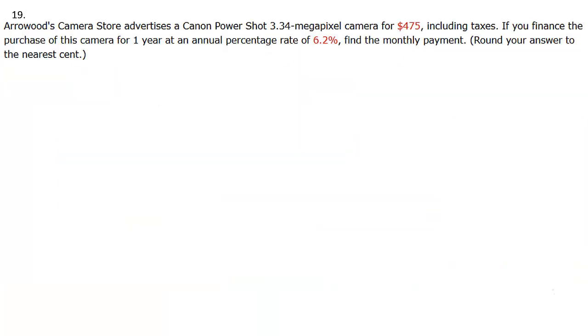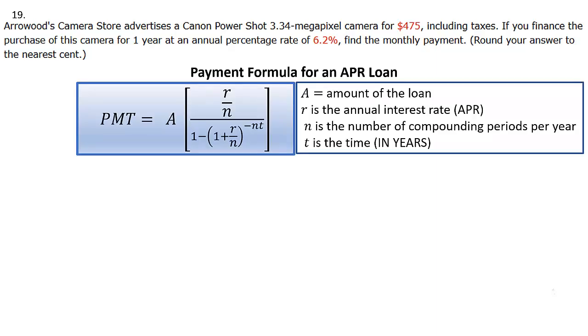Number 19, Arrowwood's Camera Store advertises a Canon PowerShot 3.34 megapixel camera for $475, including taxes. If you finance a purchase of this camera for 1 year at an annual percentage rate of 6.2%, find the monthly payment and round your answer to the nearest cent. This is the payment for an APR, annual percentage rate loan. You just have to learn how to use it. We're looking for the monthly payment, that's the PMT.